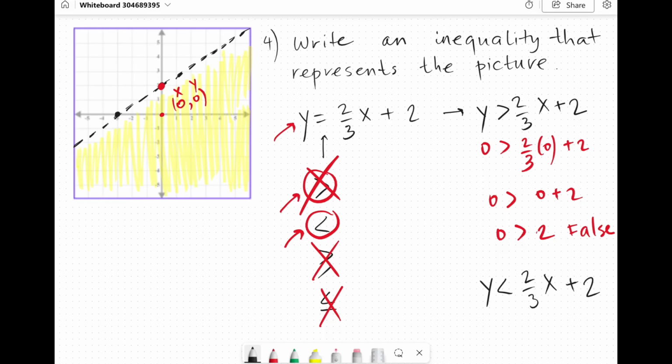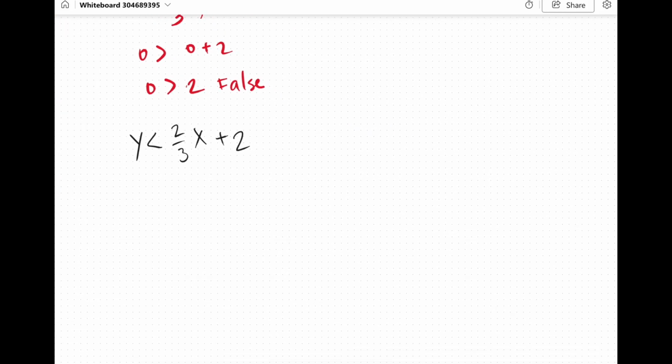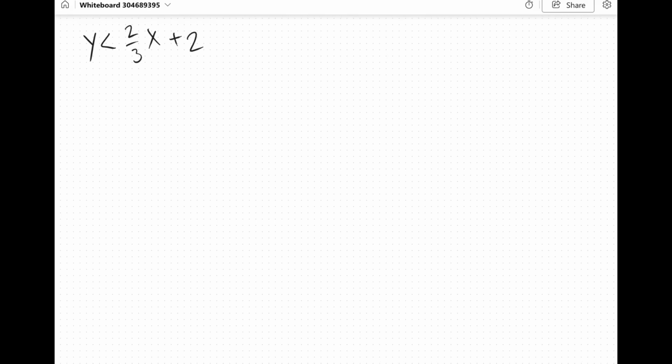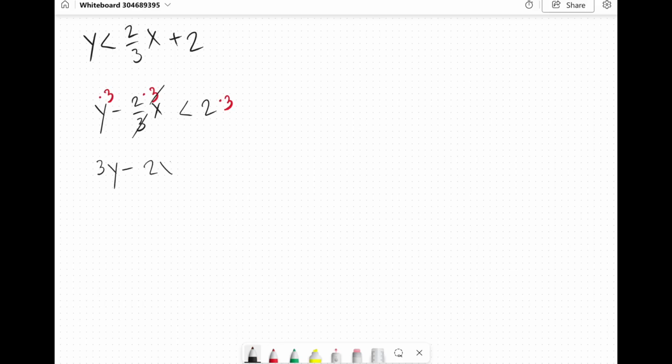Now you may see this question as a multiple choice question, and instead of being in y equals mx plus b form, your inequality will be in standard form. Keep in mind that you can easily convert this slope-intercept form into standard form by first moving 2/3 x to the left, and then removing the fraction by multiplying all terms by 3. And here you have one that looks like standard form.